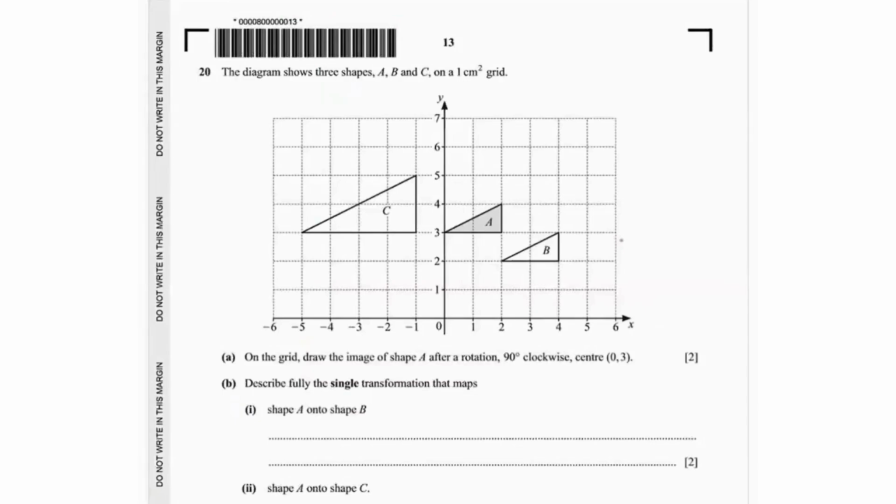Then it says the diagram shows three shapes A, B, and C on a 1 centimeter square grid. On the grid, draw the image of shape A after a rotation of 90 degrees clockwise, center (0, 3). This is our center. So if it's rotating 90 degrees clockwise, it's going to look like this.